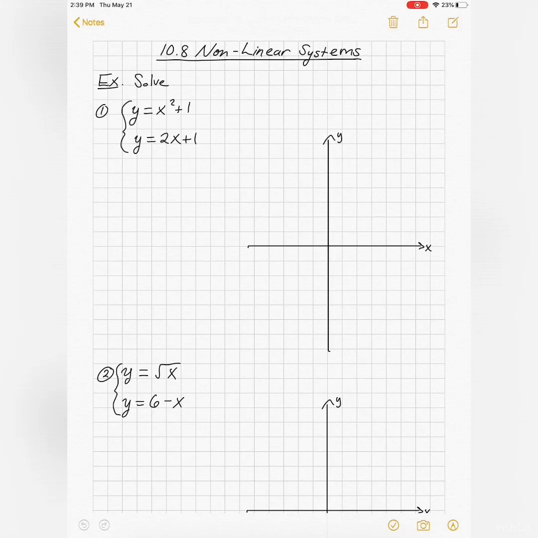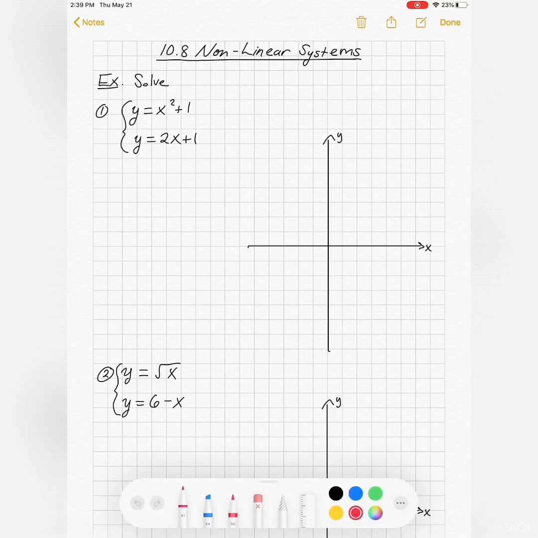So section 10.8 is the last section before we move on to the trigonometry part of the class. This section is kind of interesting. It's looking at something that you've seen before, which is systems of equations. However, you may not have seen nonlinear systems before.